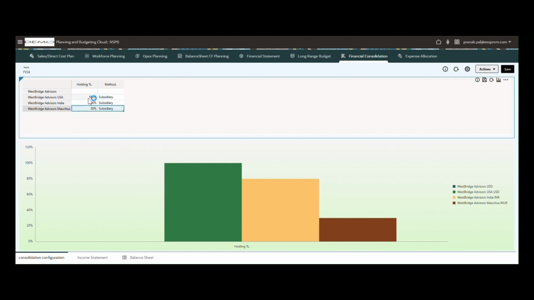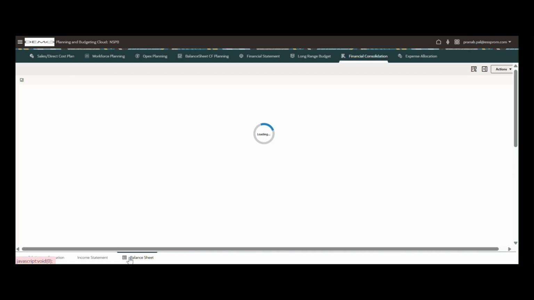Holding percentages for each subsidiary can be entered manually and the consolidation method is selected as subsidiary or equity. Generally, the equity method is selected for subsidiaries with a holding percentage of 50% or less, but in this screen we have selected all consolidation methods as subsidiary for demonstration purposes. Moving on to the next screen, the budget balance sheet consolidated screen.